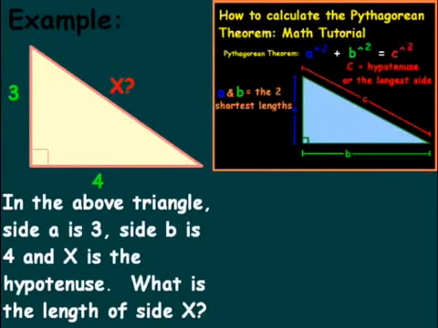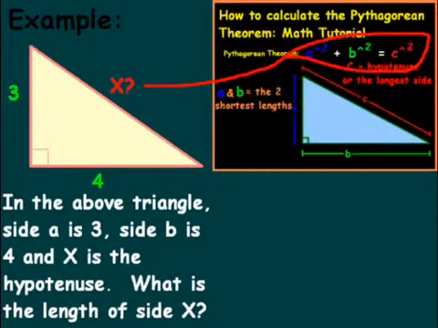Okay, for this example, in the above triangle, if side A is 3, that's on the top left-hand corner there, side B is 4, and X is the hypotenuse, or the longest side, what is the length of side X? Well, what we want to do is write down the Pythagorean theorem, and then plug in what we know, and then figure out what we don't know. So I'm going to circle the Pythagorean theorem there, and then we are going to write it down below on the bottom, and it's going to look like this.